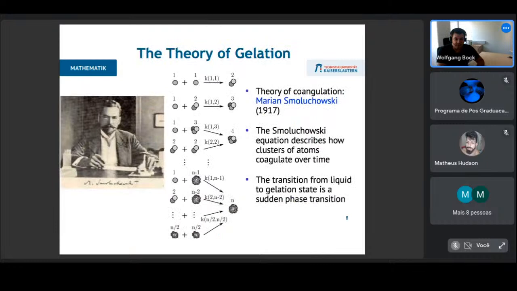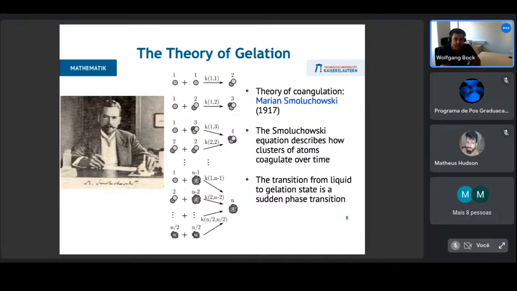If you work with a network and with contacts, then it's good to talk about models which are also using this. There are actually two things which come into play in the disease model that we are doing. One is coagulation theory, or theory of gelation, which goes back to Smoluchowski, which you can see here.